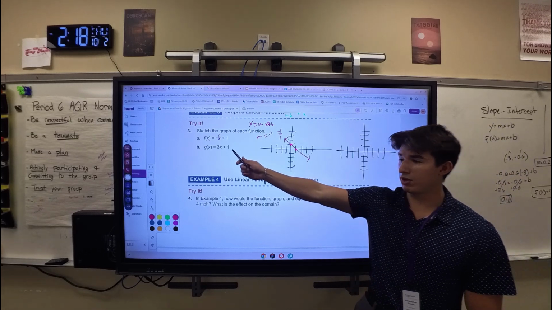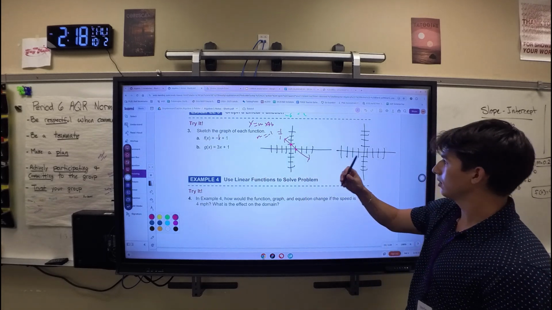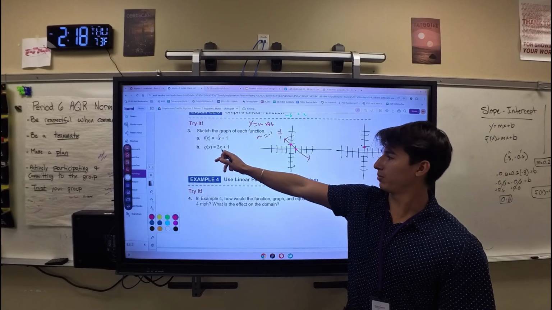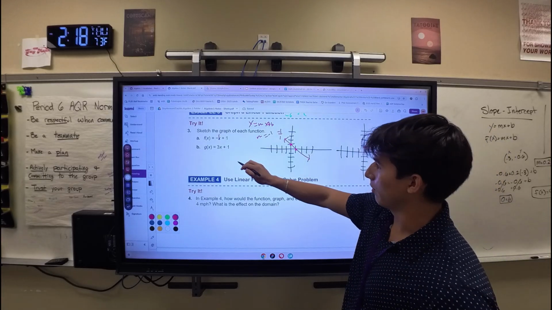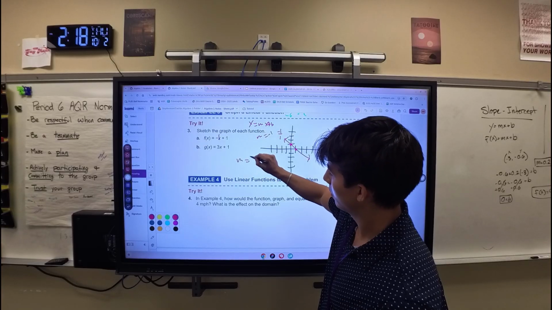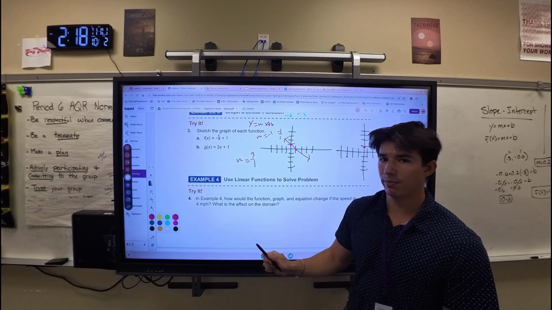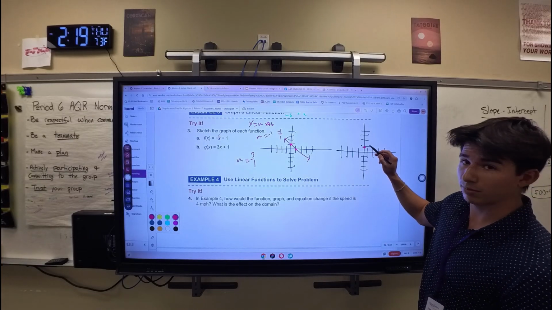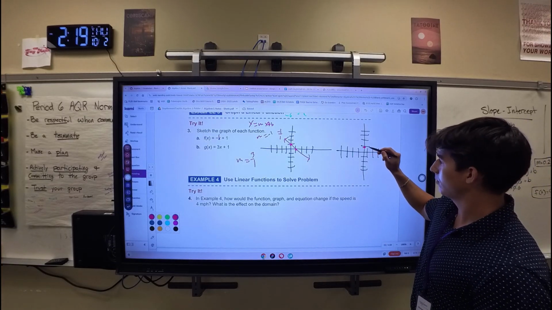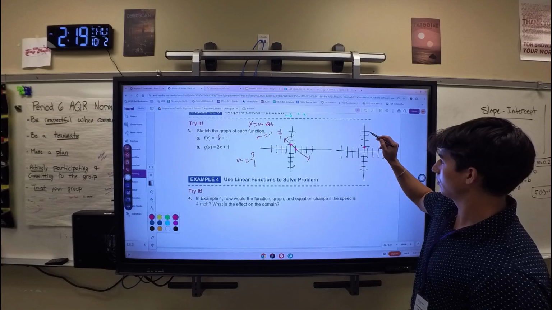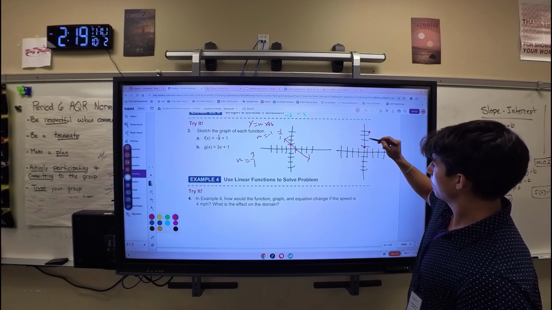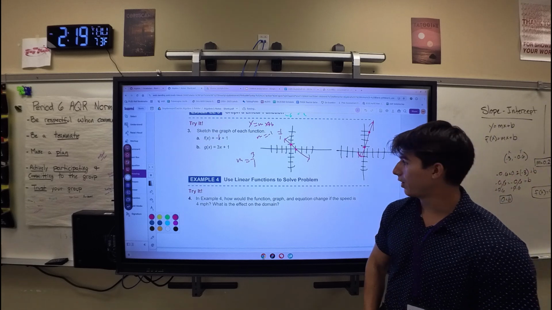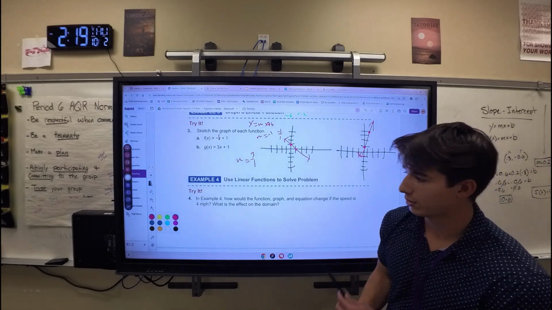This one, we have the same b value of 1 for part b. So once again, we're going to start at 1. But now our m, our slope, is positive 3. So thinking about rise over run, we have to go up 3 for every time we go to the right 1. So starting from our y-intercept, we're going to go to the right 1, and then go up 1, 2, 3. And then connect those 2 points. And that'll give us our graph for that one too.